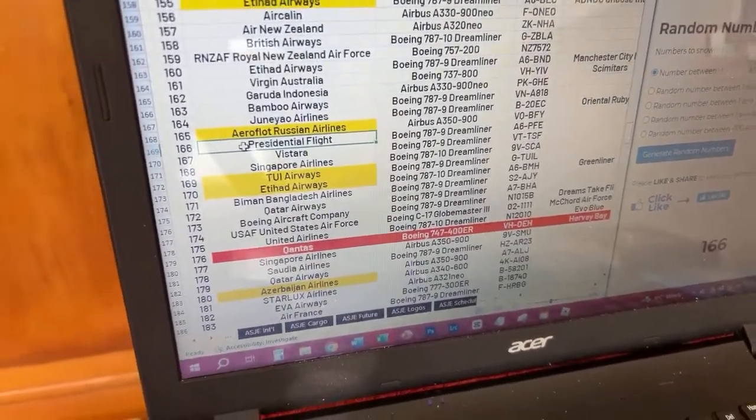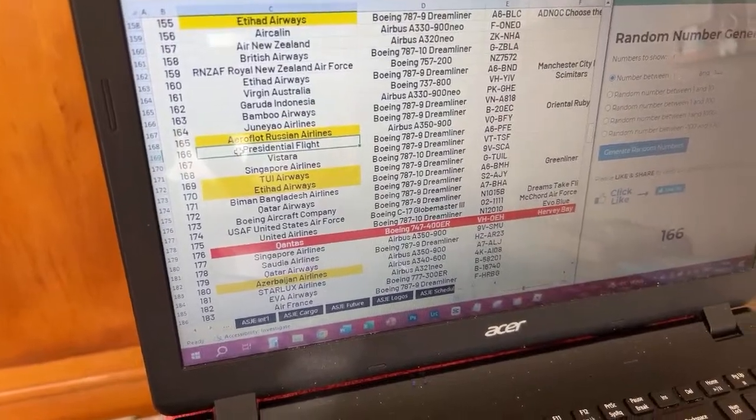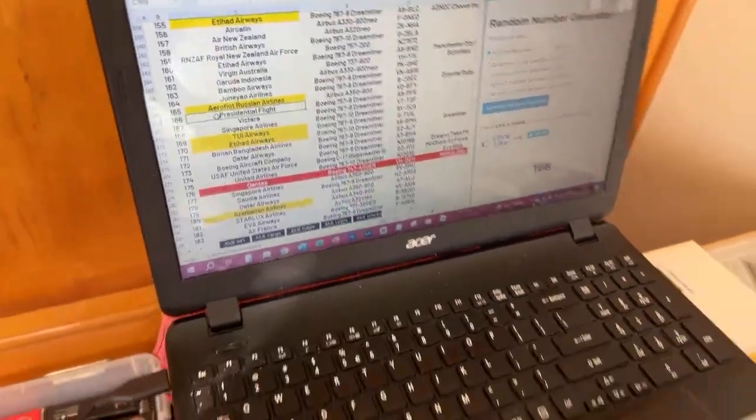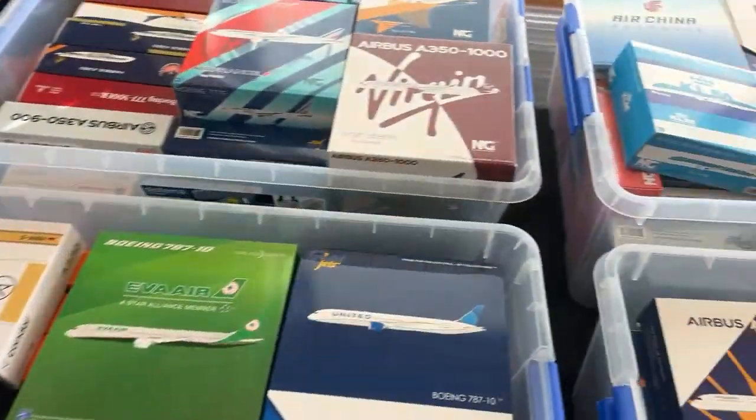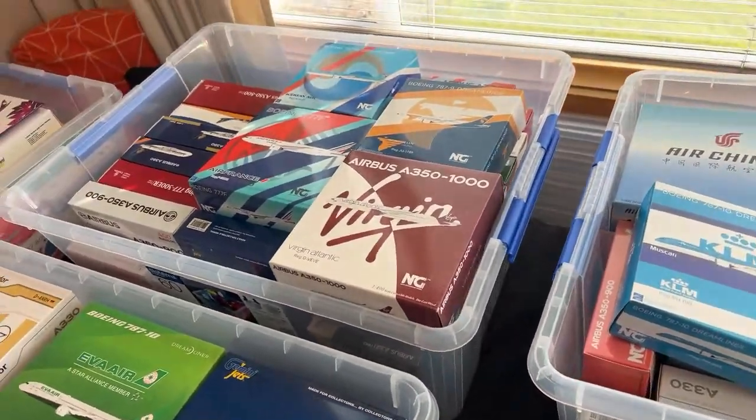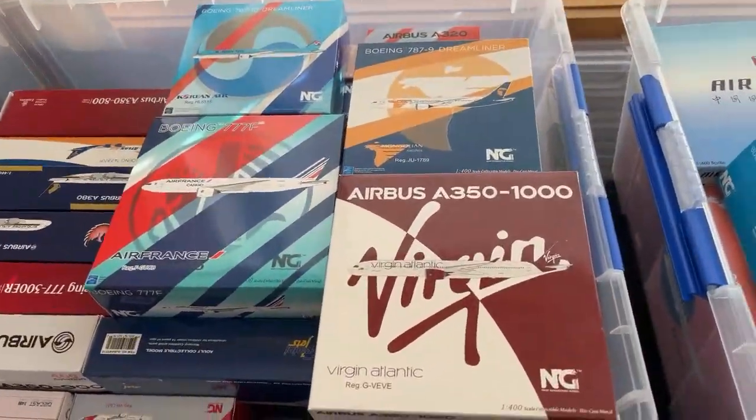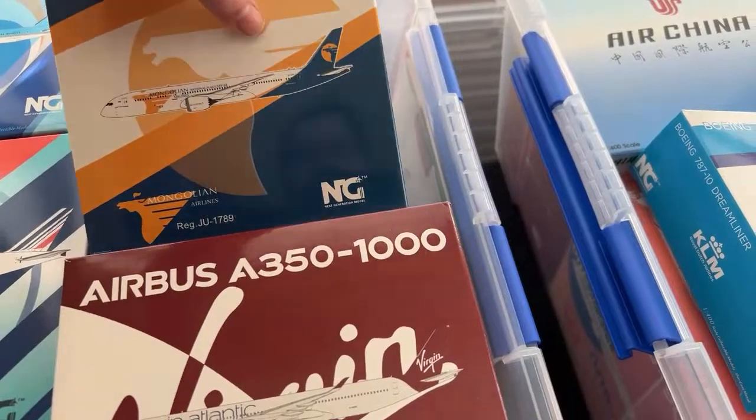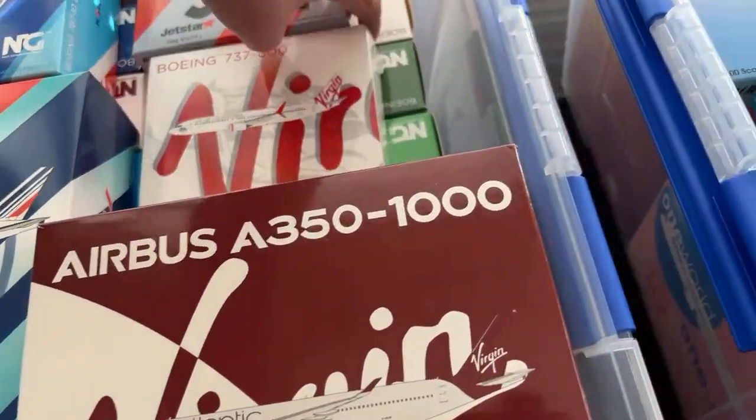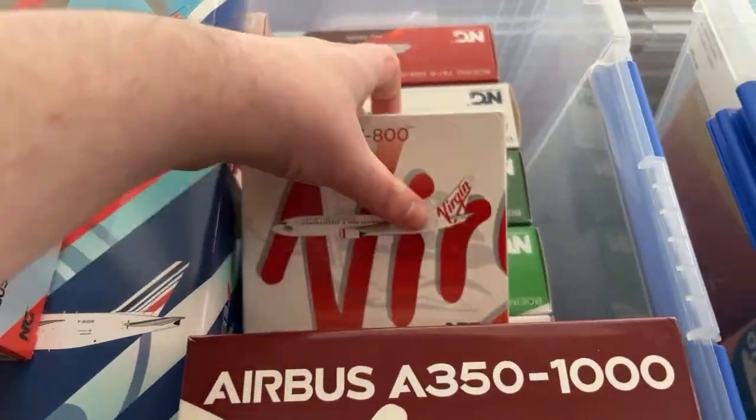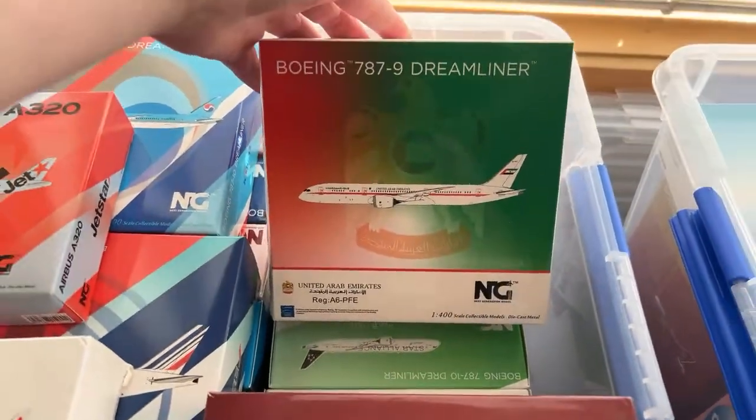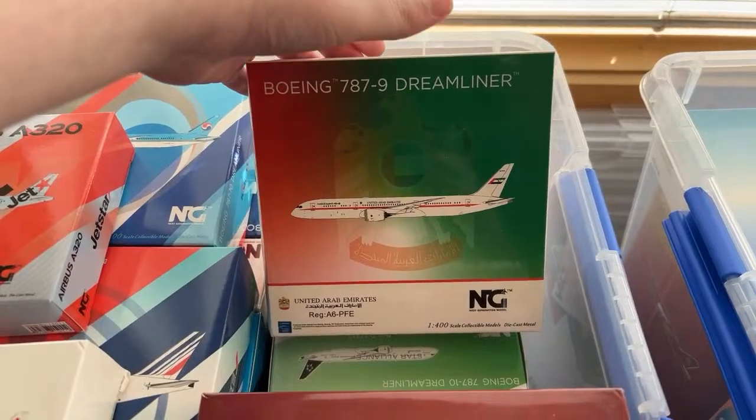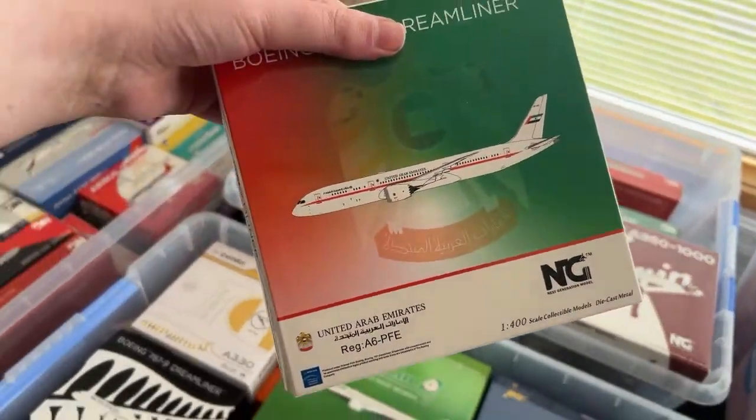Interesting. That's the Presidential Flight 787-9. This is by NG Models. I do know where this is. It should be over here somewhere. Yes, there it is right there. Okay, here it is. Move these narrow bodies out of the way. This one here, Presidential Flight 787-9. It won't sit at a gate.